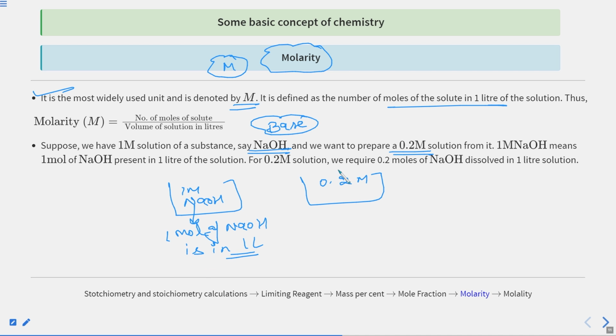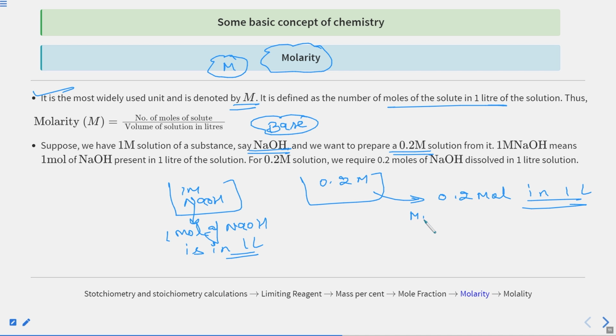And you have to prepare 0.2 molar, so what volume can we add to dilute? The important point is here we have to make 0.2 molar in 1 liter, that is 0.2 mole of NaOH in 1 liter. For 0.2 molar solution, we require 0.2 mole of NaOH dissolved in 1 liter of solution. So what amount of volume will we take from this 1 molar NaOH?